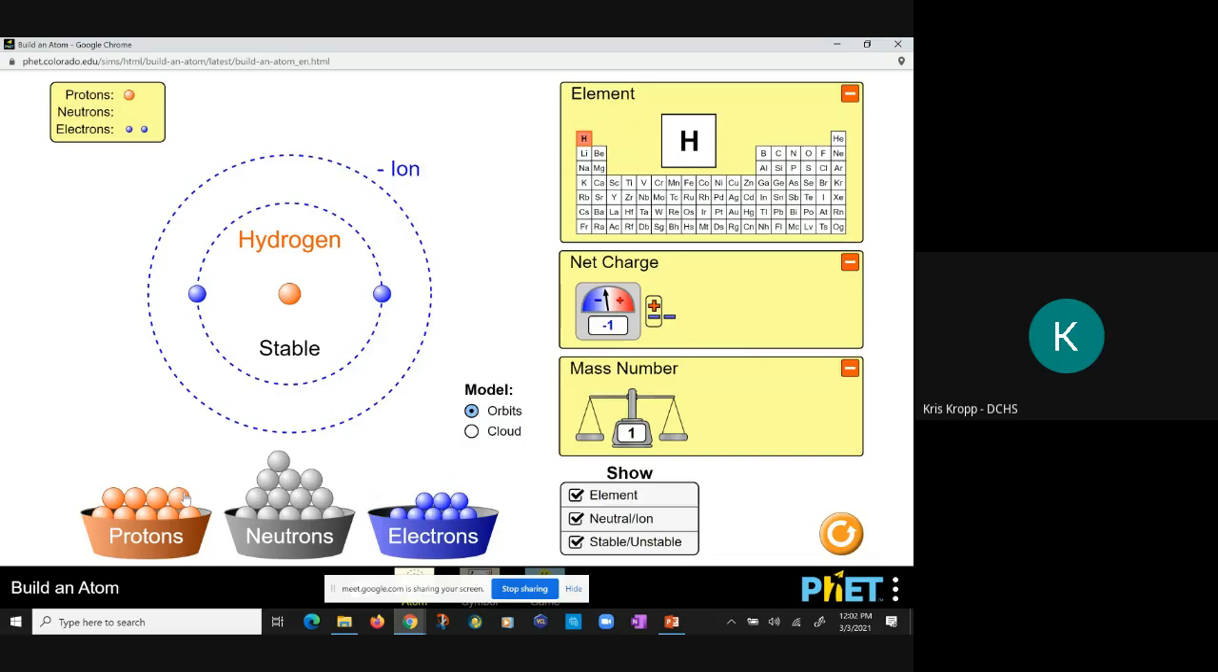So what would happen if I added a proton to this? Let's see. Oh, it becomes helium. Look at that. It changed elements. Went from here over to there. Changed elements. Hydrogen to helium. So 2 protons changes the element name. Comes over here on the periodic table. Changes the element symbol. And now notice the charge.